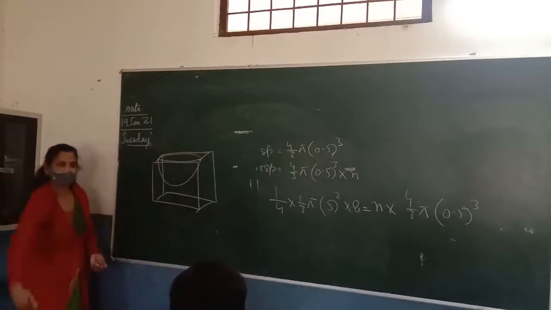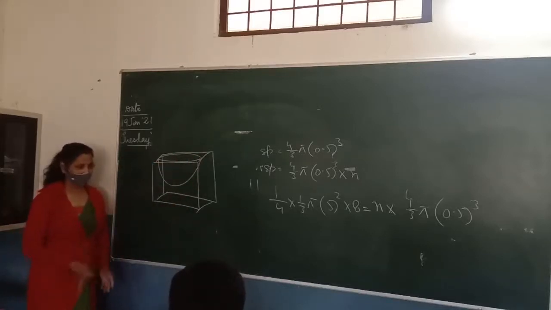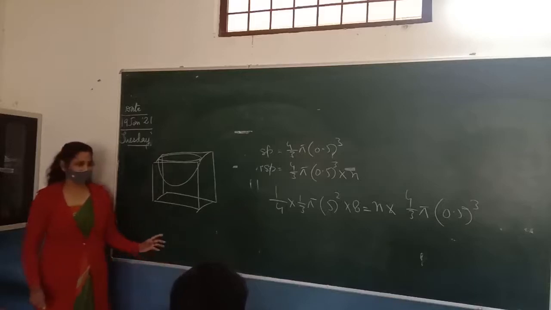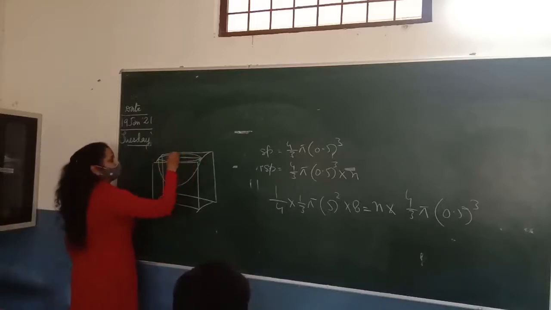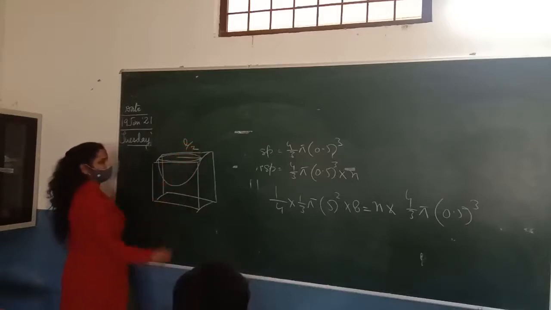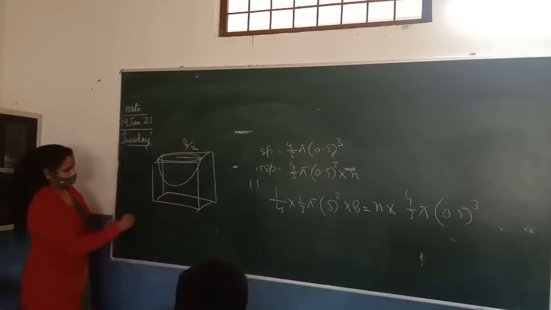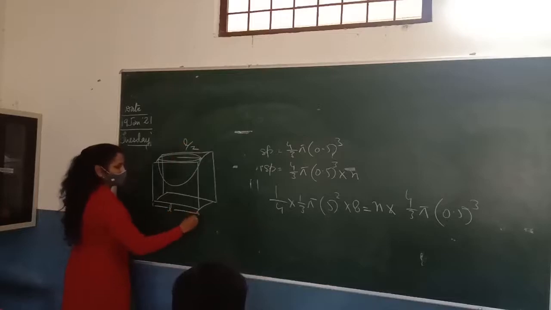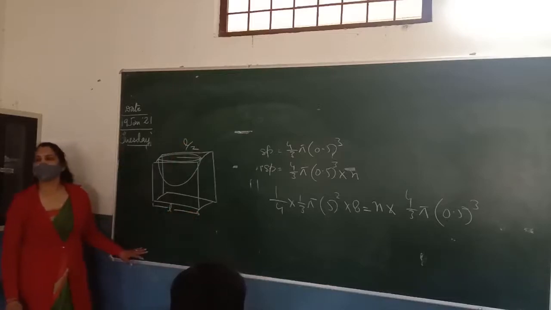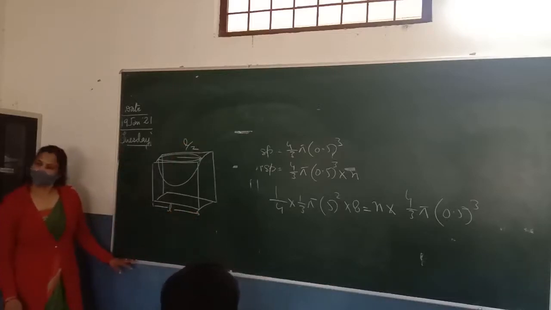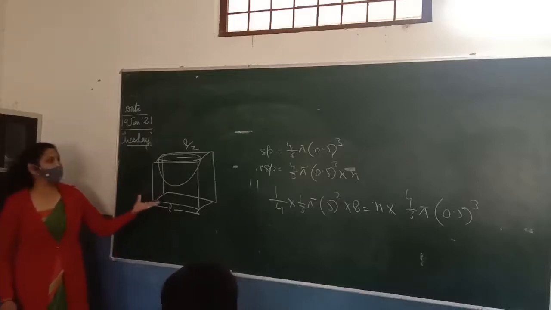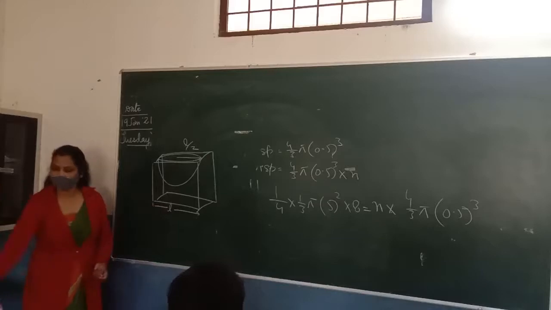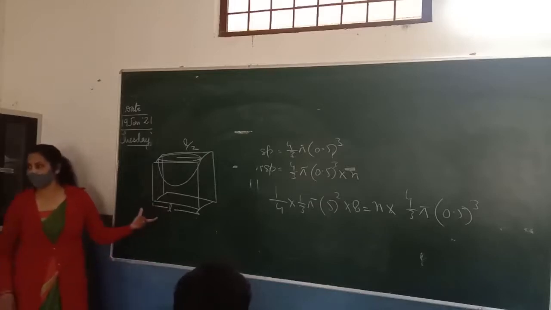Scoop it out like this. The diameter of the hemisphere is L, so the radius is L upon 2, and it is equal to the edge of the cube. Determine the surface area of the remaining solid. So Priyanshu Negi, what should be the surface area of this remaining solid? If we scoop out a hemisphere from this cubical portion, what should be the surface area of this remaining figure?